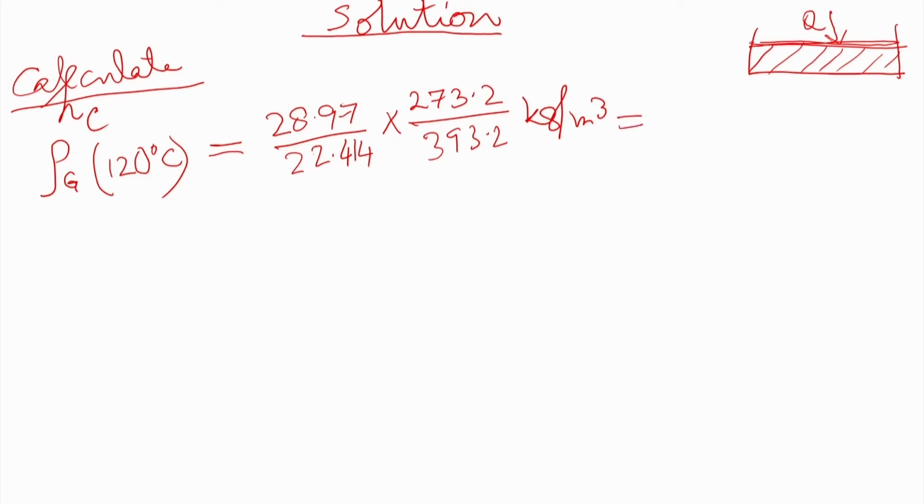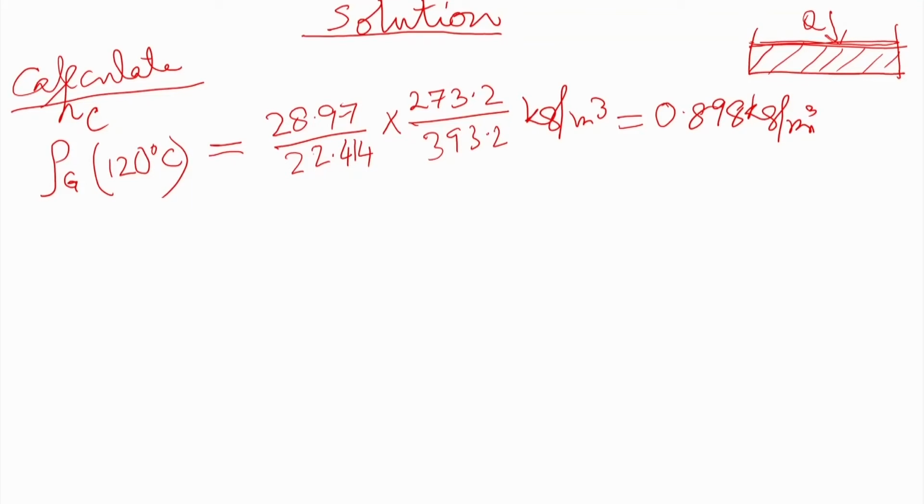We do not have this density value. If the density value is known, then there is no need to do the calculation. There may be a small error in that calculation, because we are assuming the air as an ideal gas. So, ultimately it will come as 0.898 kg per meter cube.